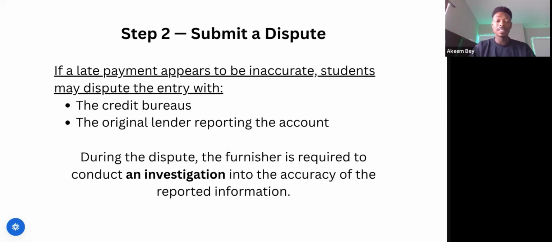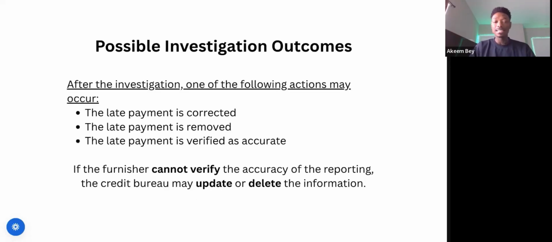So step two is to submit your dispute. If a late payment appears to be inaccurate, you want to dispute the entry with the credit bureaus and the original lender reporting the account. And during the dispute, the furnisher is required to conduct what's called an investigation into the accuracy of that reported information. So some possible investigation outcomes: after they do the investigation, one of the following things may occur. The late payment is corrected, the late payment is removed, or they might just verify it is accurate. But if the furnisher can't verify the accuracy of the reporting, the credit bureau may just update or delete the information, which is kind of what we want.